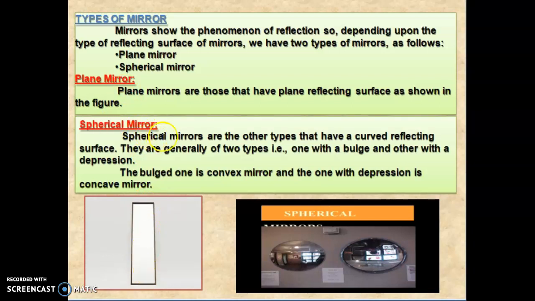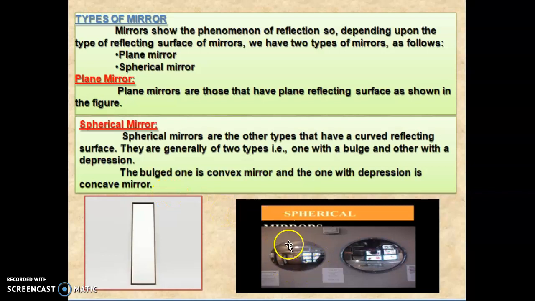Spherical mirrors are the other type that have a curved reflecting surface. So this is the diagram for the spherical mirror. In a spherical mirror you can see a curved reflecting surface. Depending upon this, they are of two types, one with a bulge and the other with a depression. The bulge one is a convex mirror and the one with a depression is a concave mirror.